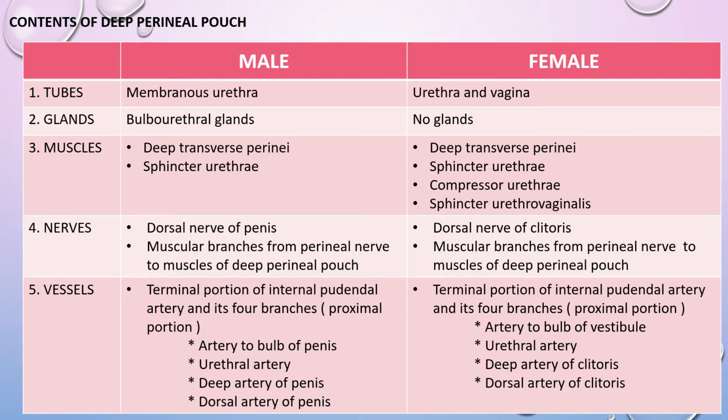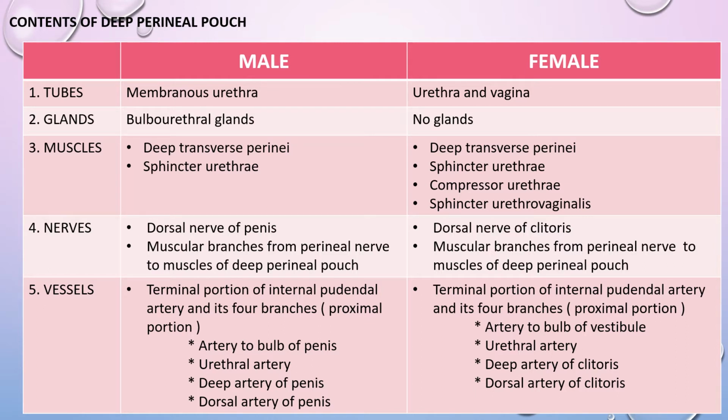Coming to the vessels, that means arteries and veins as a content of the deep perineal pouch. In male, the following vessels are present. They are terminal portion of the internal pudendal artery and the proximal portion of the 4 branches of the internal pudendal artery. These 4 branches are artery to bulb of penis, urethral artery, deep artery of penis and dorsal artery of penis.